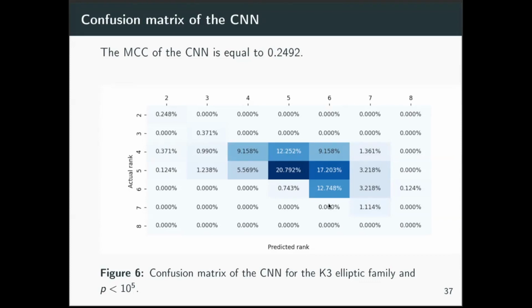But if you look at the confusion matrix, you will see that it is working really well for the curves of high rank. So it has a perfect classification of curves of rank 7, and also very good detection and classification of the curves of rank 6. So it's kind of plausible that it would be useful for detecting plausible candidates for the curves of high rank.